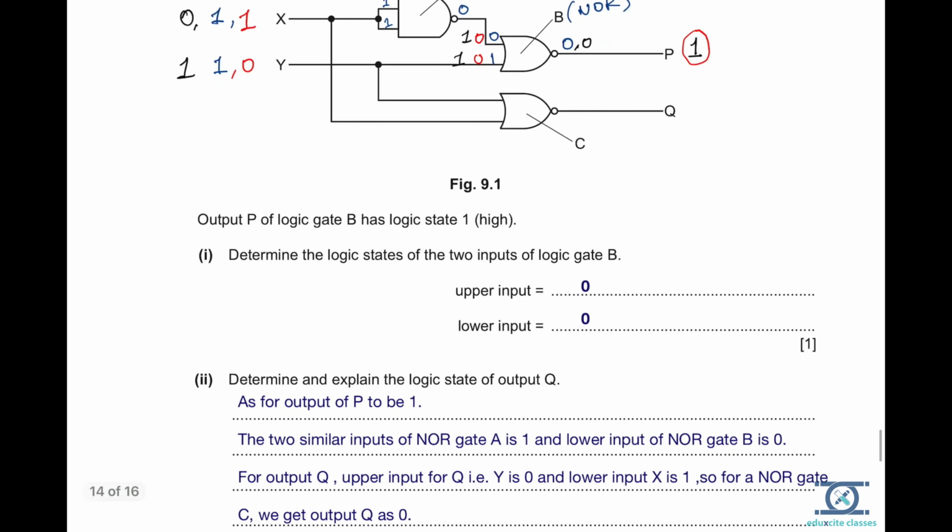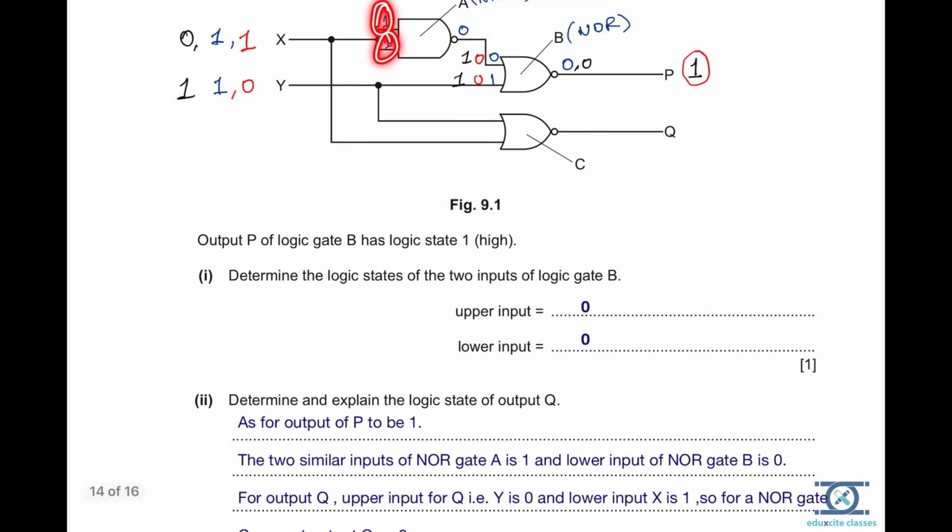Now determine and explain the logic gate of output Q. So for output P to be 1, what we have done is the two similar inputs of the NOR gate of A are 1 and 1, and the lower input of the NOR gate of B is 0.